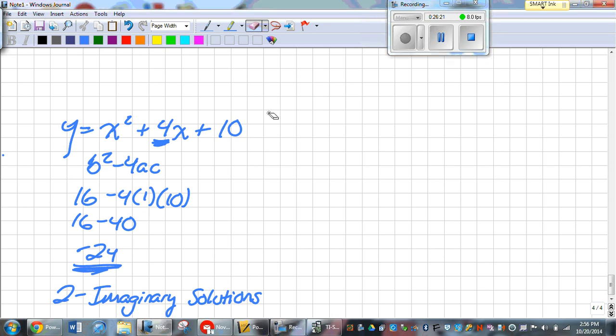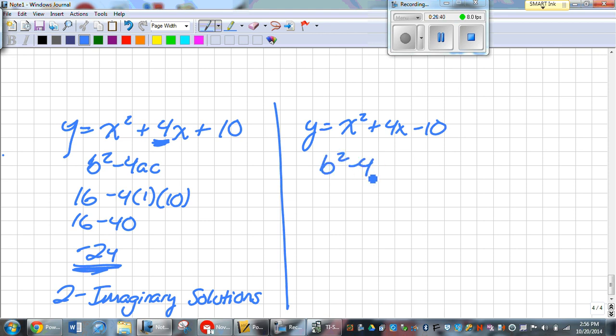Alright, so now what happens if you have a problem that looks like this? x squared plus 4x minus 10. So when I'm putting in b squared minus 4ac this time, I put in the discriminant. My b value is still 4, so that becomes 16 when I square it. I get minus 4 times a, which is 1, but this time my c value is changed to a negative 10. So because I have two negatives here, that's going to become 16 plus 40. It's going to become 56.